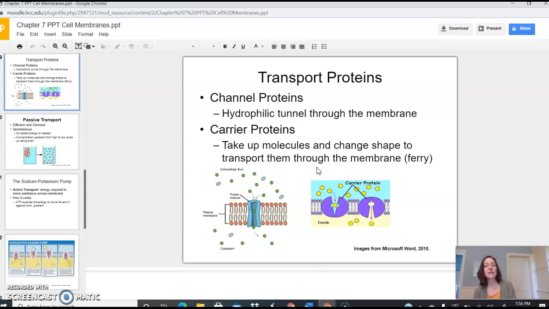Transport proteins can help assist other molecules, especially hydrophilic molecules. Channel proteins can act as a hydrophilic tunnel through the membrane, letting little tiny things go through. There are aquaporins, which are a great example of channel proteins that just let water through the membrane. There are carrier proteins as well that take up molecules and change shape to transport those hydrophilic molecules across the membrane. There's a picture here.